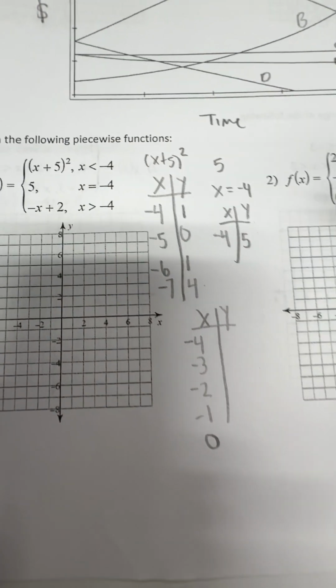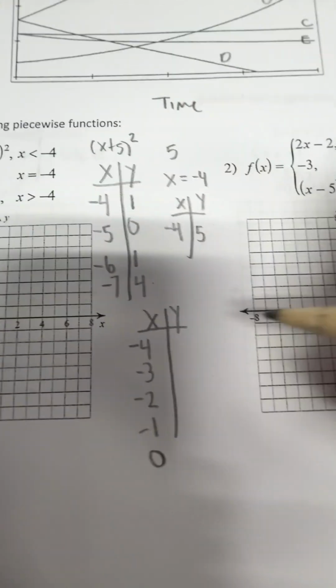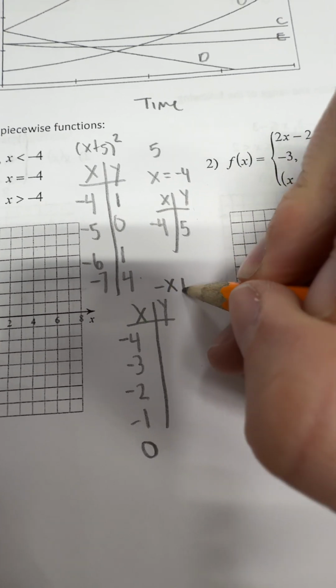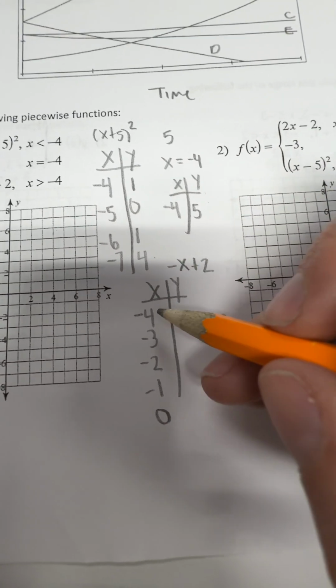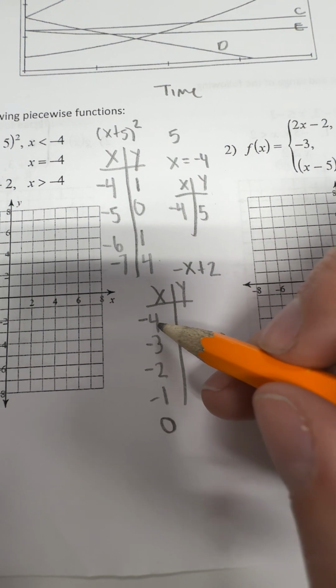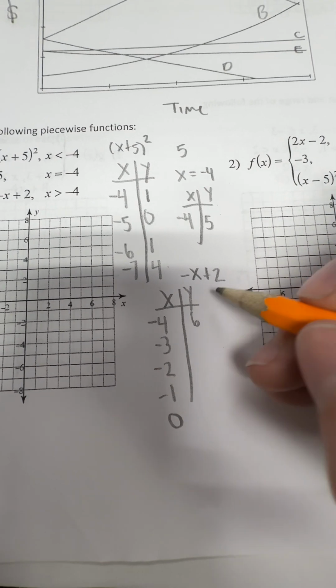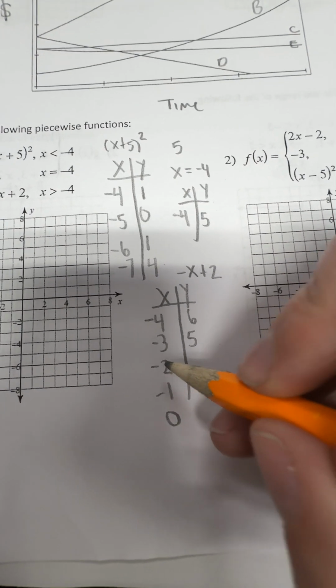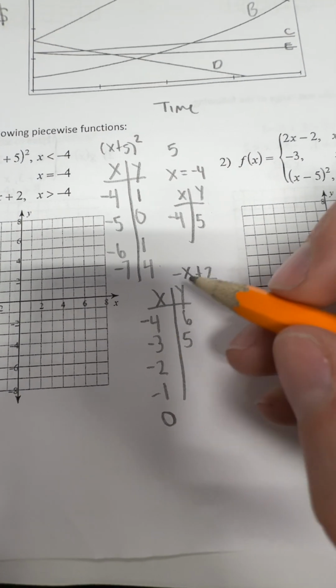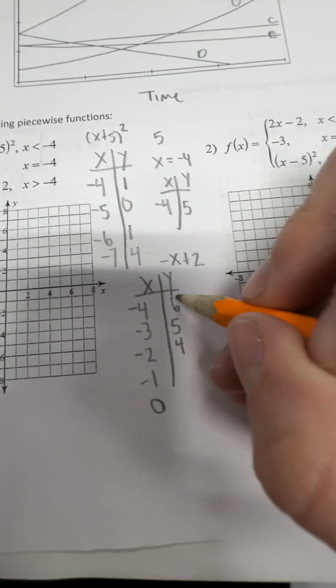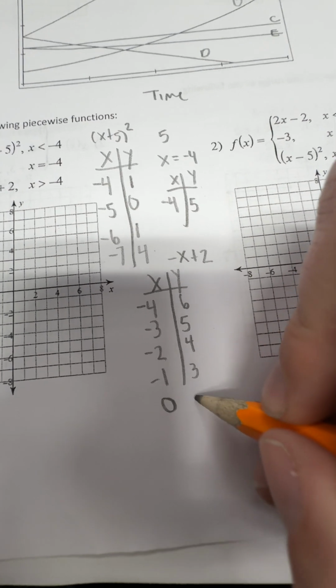Okay, now on this last table, we're talking about -x plus 2. So I'm saying, what is the opposite of -4? It's 4 plus 2 is 6. What's the opposite of -3? It's 3 plus 2 is 5. What's the opposite of -2? It's 2 plus 2 is 4. And you can see this pattern right now. I can just keep going with it.